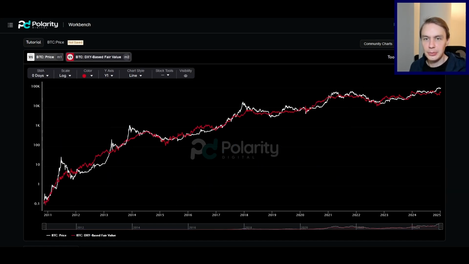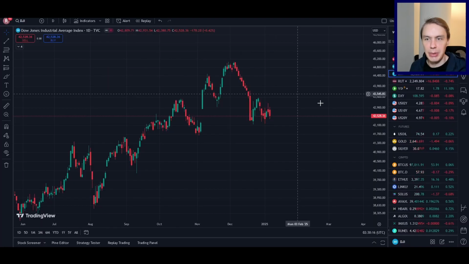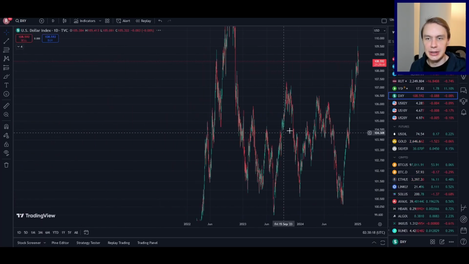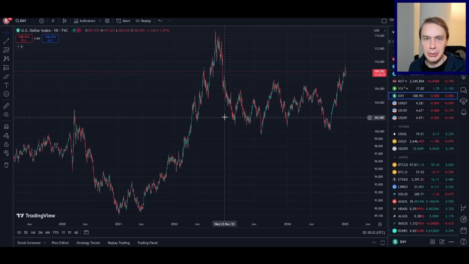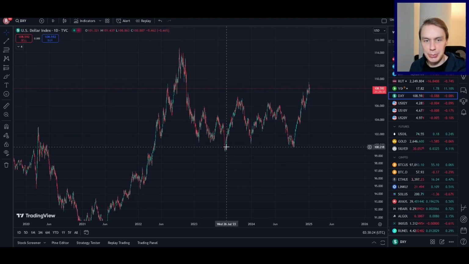now. Now, another thing I wanted to talk about, which also goes hand in hand with why we might need more time to cool off, is the DXY based fair value. So DXY is the strength of the dollar relative to a basket of other fiat currencies. This is it right here. When the DXY does well, Bitcoin and crypto tend to do poorly. When the DXY does poorly, Bitcoin tends to do well. That's why we care about it.